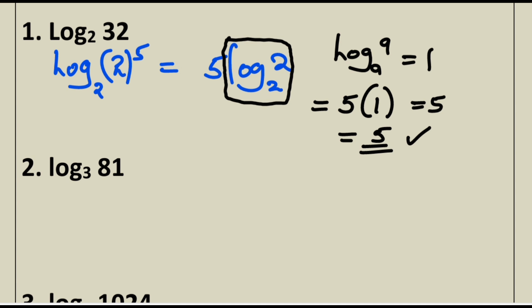And where is this coming from? Because log of 2 when the base is 2 is equivalent to 1. That is coming from this concept that log of a base a is equal to 1. It's like saying 5 times log of 2 base 2, and log of 2 base 2 is equal to 1. So therefore 5 times 1 to give you 5.